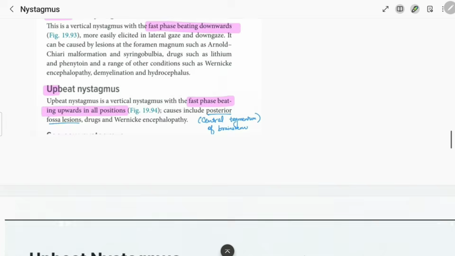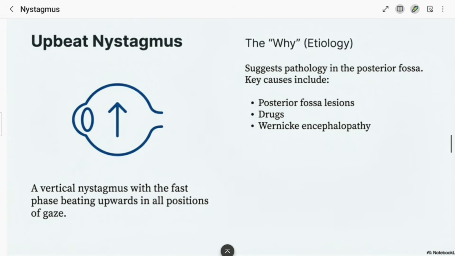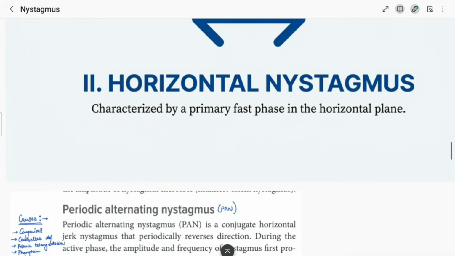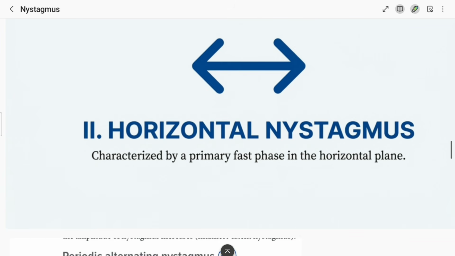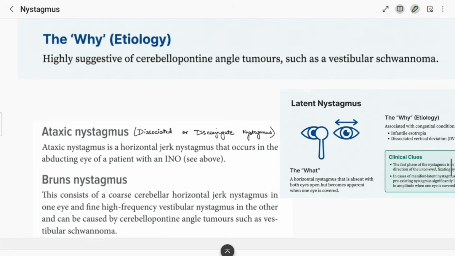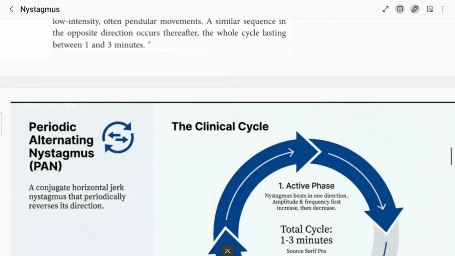Coming to upbeat nystagmus. Upbeat nystagmus suggests a pathology of the posterior cranial fossa. It can include posterior fossa lesions, drugs, and Wernicke's encephalopathy. And obviously, the fast beating component is upwards in direction in upbeat nystagmus. Now, coming to horizontal nystagmus. Horizontal nystagmus mainly consists of four types. It has periodic alternating nystagmus, latent nystagmus, Bruns nystagmus, and ataxic nystagmus. I'll be discussing all of this in detail.